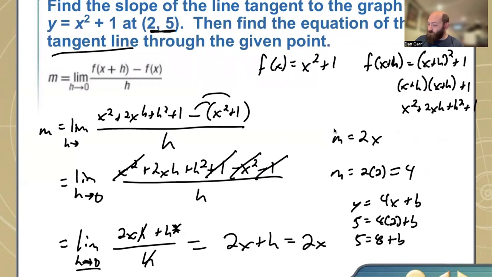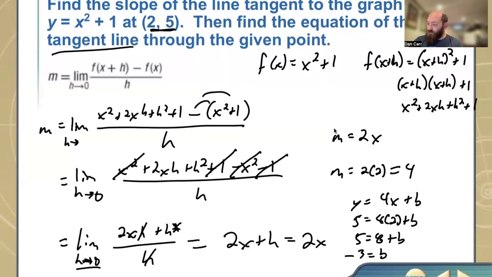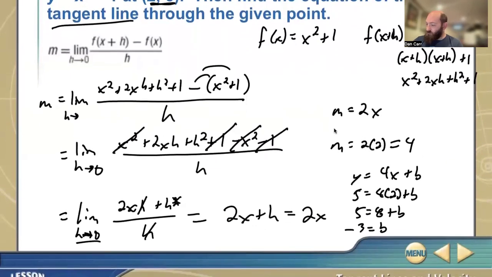5 is equal to 8 plus b. Subtract that over, I get -3 for b. So my final answer here, I ran out of space again, is y equals 4x minus 3. There's my final one, okay? And that's really what we're doing today.